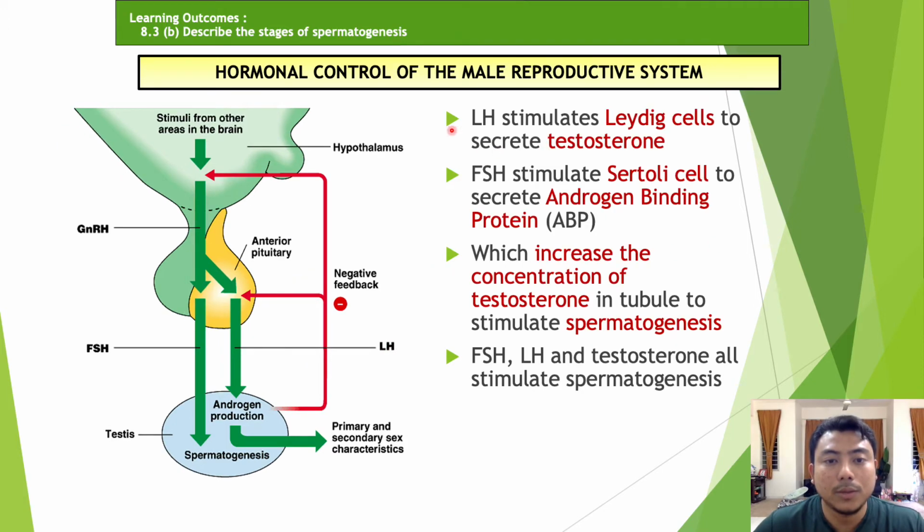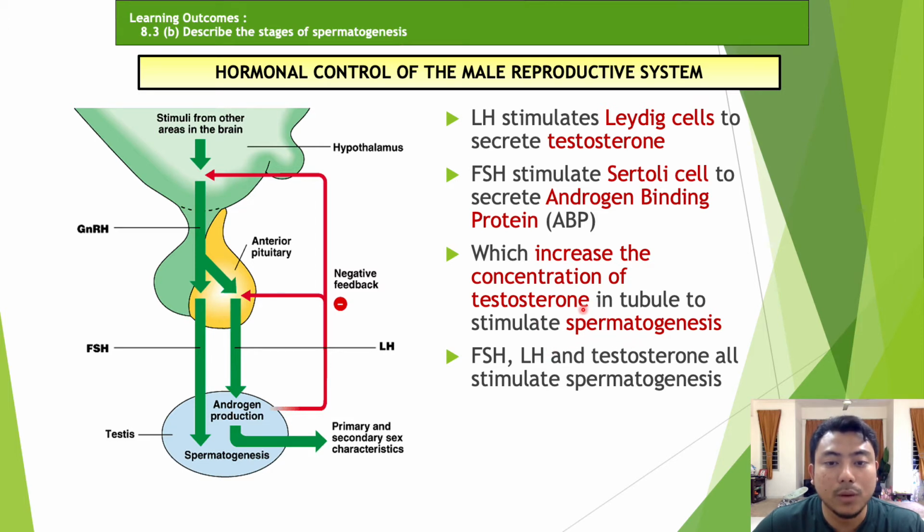So then we're going to look at what this LH and FSH do. LH, or luteinizing hormone, will stimulate the Leydig cell to secrete testosterone. Okay, sounds familiar, right? Yes, this is the common hormone found in male. So that is the function of LH. It will stimulate the Leydig cell. However, FSH will stimulate the Sertoli cell to secrete androgen binding protein or ABP. This will later increase the concentration of testosterone in the tubule to stimulate spermatogenesis.